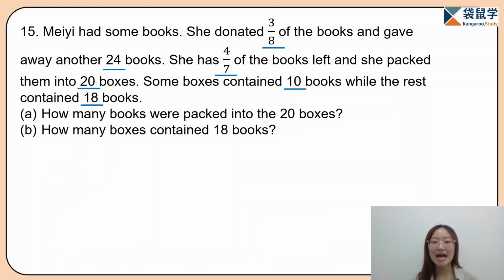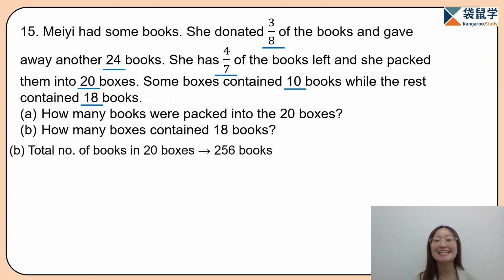So part B asks, how many boxes contain 18 books? From part A, we have the total number of books in 20 boxes, which is 256 books. Now the question gave us that some boxes contain 10 books, while the rest contain 18 books. So, students may think of the guess and check method, but there is a faster method called the assumption and adjustment method. So let's first assume that all 20 boxes contain either 10 books or 18 books.